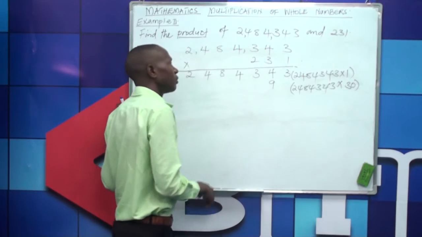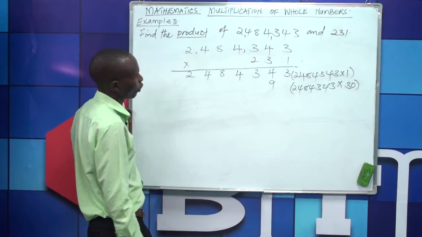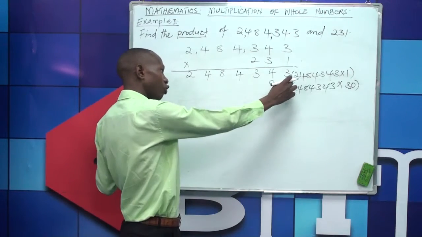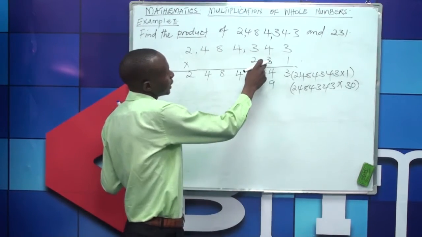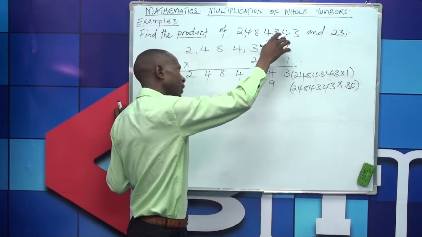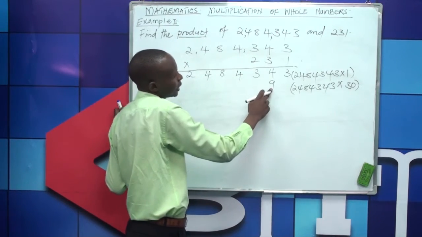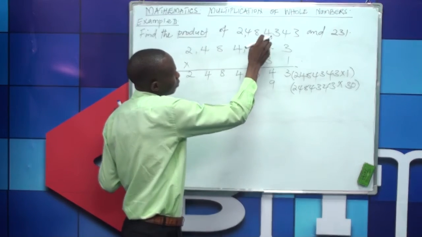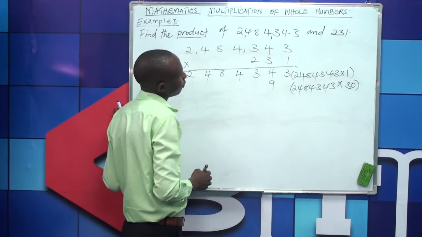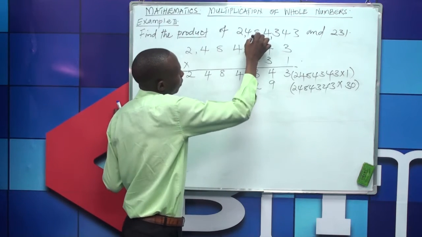I'll write 9 below 4, not 3. I'll not write it under ones. Reason being, 3 is not under the place value of ones. It is under the place value of tens. That's why I'm writing it under 4. Then I'll say 3 times 4. That will give us 12. 12, we shall have to write 2. We regroup 1.